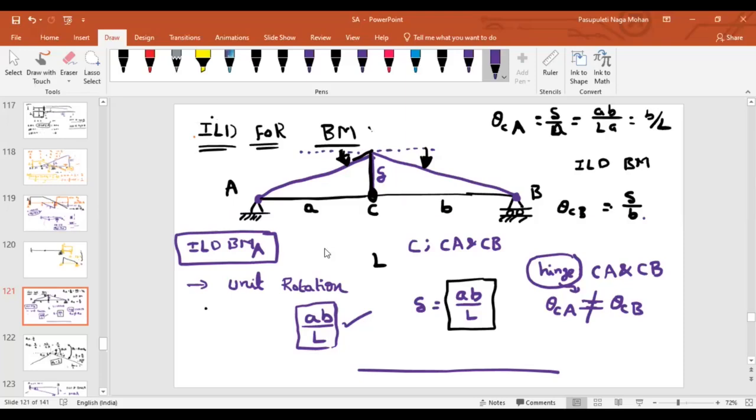It's not that I'm always telling you; I'm asking you, and it doesn't mean you always have to think about the deflected shape. Bending moment at point A. Point A is a hinge support. If it is a hinge support, bending moment is 0. That's it.